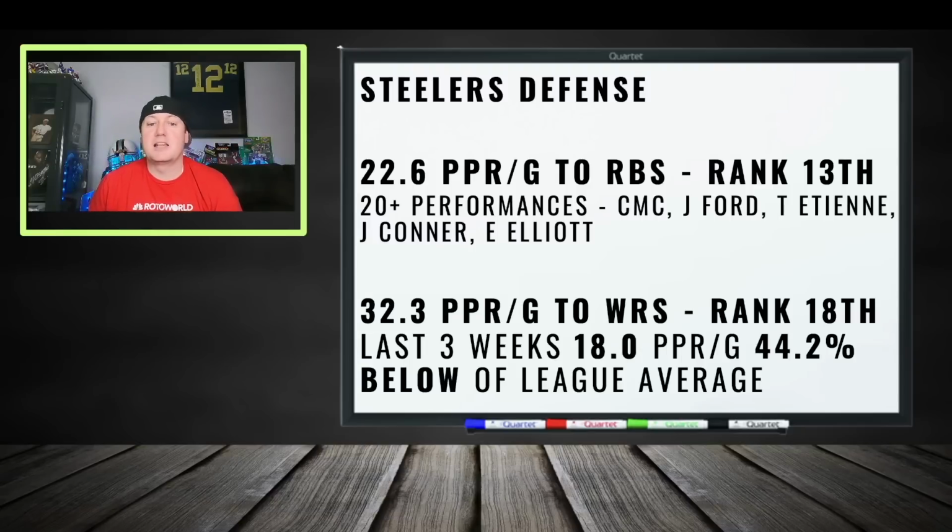But looking at the Steelers defense, when we're looking at the Bengals offense, they're allowing 22.6 PPR fantasy points per game to running backs, which ranks 13th in the NFL. 20-point performances that they've allowed: Christian McCaffrey, Jerome Ford, Travis Etienne, James Conner, Ezekiel Elliott being very recent here. And the thing about this is they're allowing a lot of upside here. That's a good thing to see. That means your running backs against them have a good opportunity to go nuclear, because we've seen that in multiple instances.